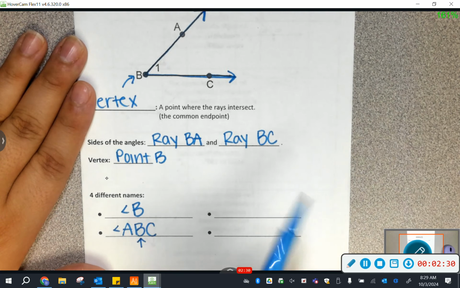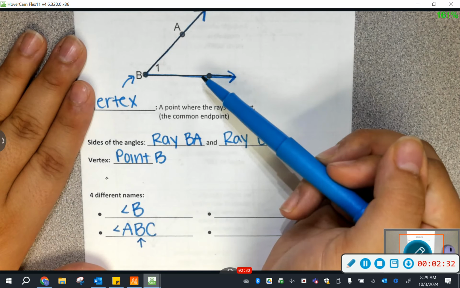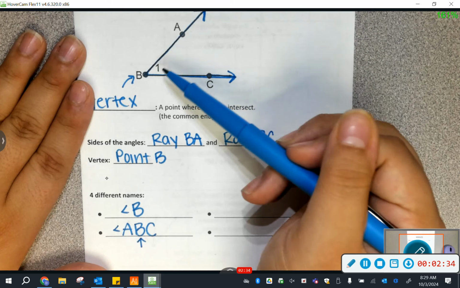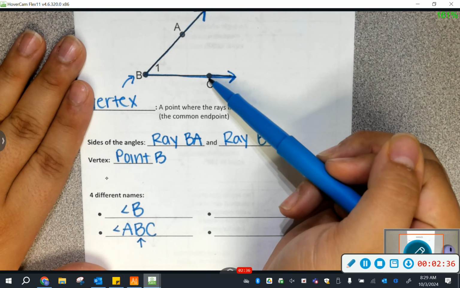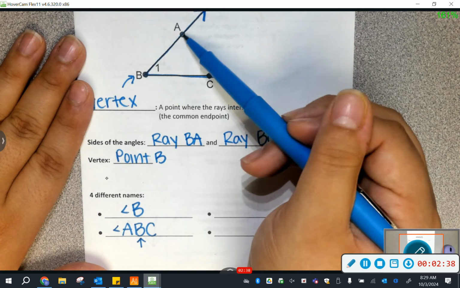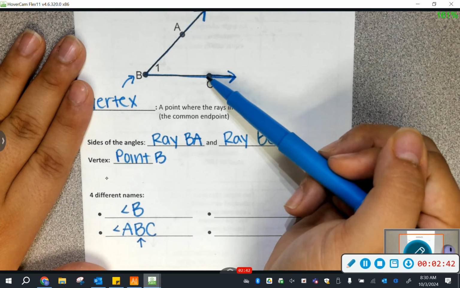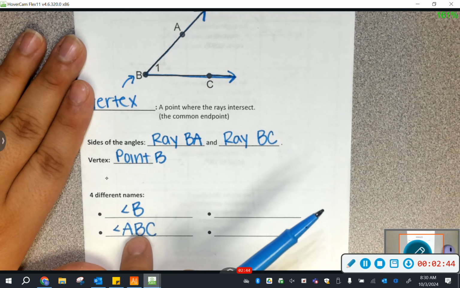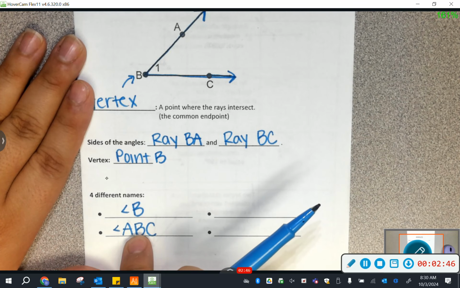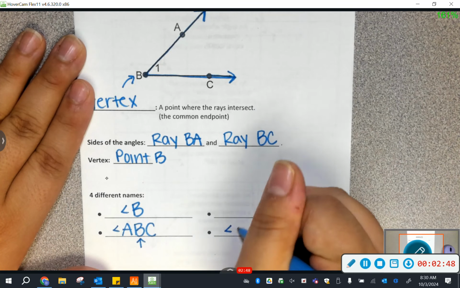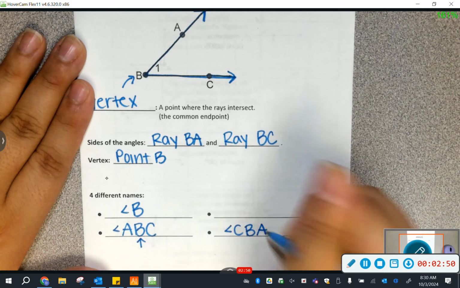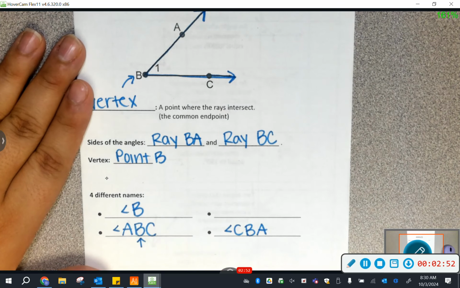Could I call this BAC? Is BAC this angle? Look up. BAC. Is that this angle? No. Your order matters. Your vertex needs to be in the middle. What else could I call it? CBA. I could call this angle CBA. I can go backwards. CBA. That works.